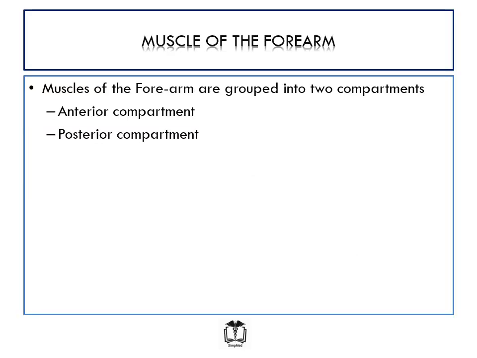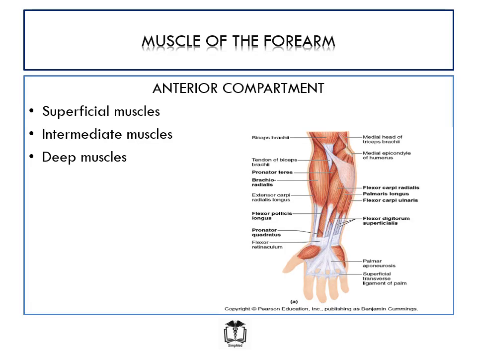Let's move on to the muscles of the forearm. The muscles of the forearm are also divided into two major compartment muscles. We have the anterior compartment muscles and the posterior compartment muscles. We'll talk about each of them in the next couple of slides. The anterior compartment muscles can be subdivided into three major groups. We have superficial muscle groups, the intermediate muscle groups, and then the deep muscle groups.